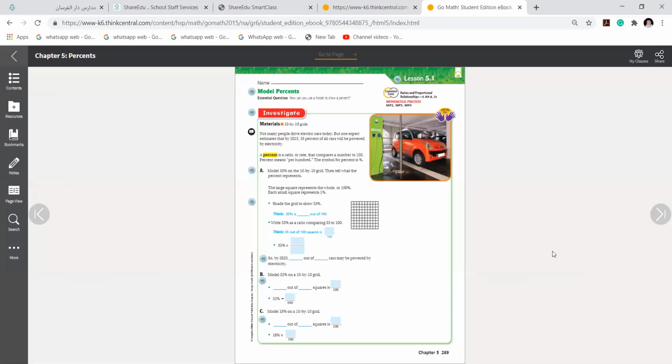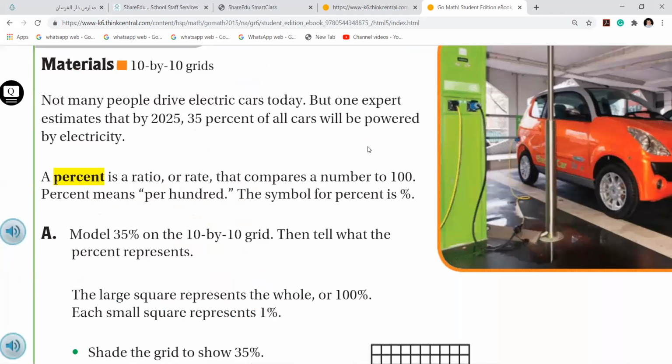Yeah, miss. We'll start with lesson 5.1, model percents. Again, 5.1, model percent. Okay, that is page number 269. Did you take it out? So what is a percent? Please read out, Malak.